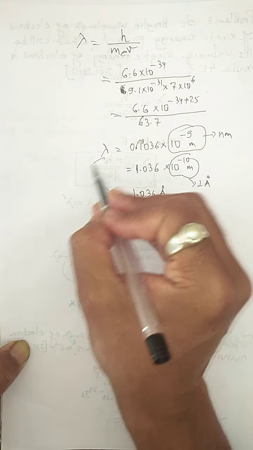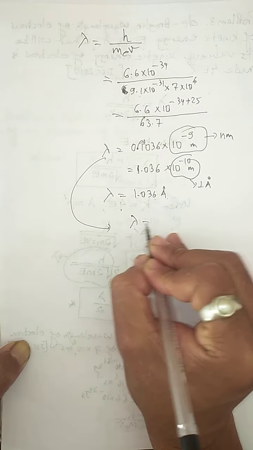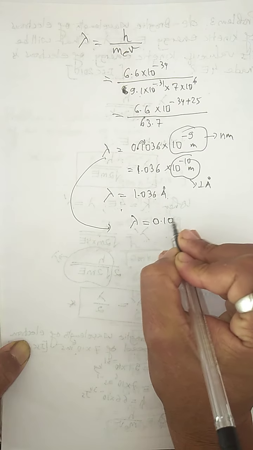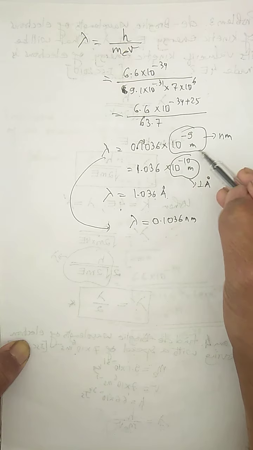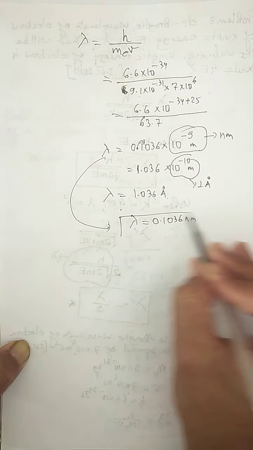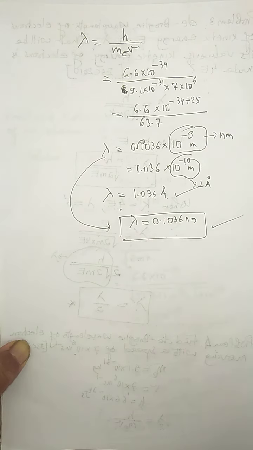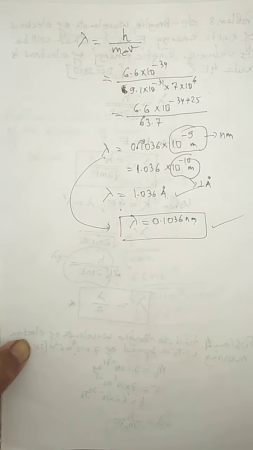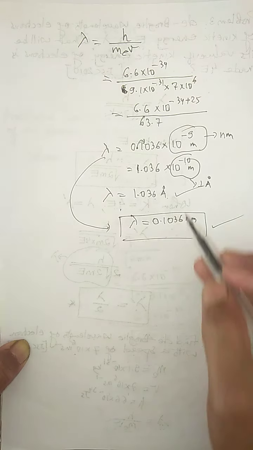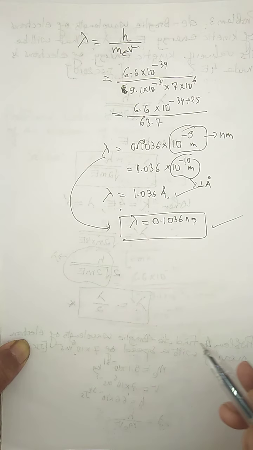But as I said, the same wavelength can even be written as 0.1036 nanometer also, because 10 to the minus 9 meter means nanometer. So this is also a correct answer. In the examination, if it is not mentioned to measure in a particular unit, you can write the answer in Angstrom also, or in nanometer also.